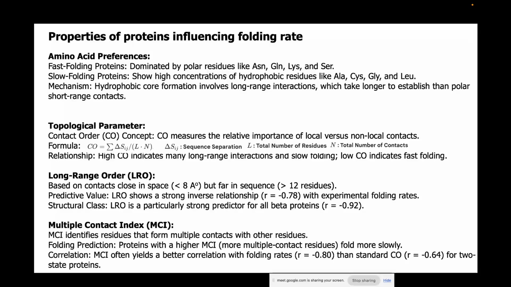Now, what are the properties of proteins that are influencing the rate of folding, right? So first is the sequence of the protein itself, as we have discussed earlier. The sequence of the protein is the single most important thing for the protein, right? So the amino acid makeup of the protein is very important.